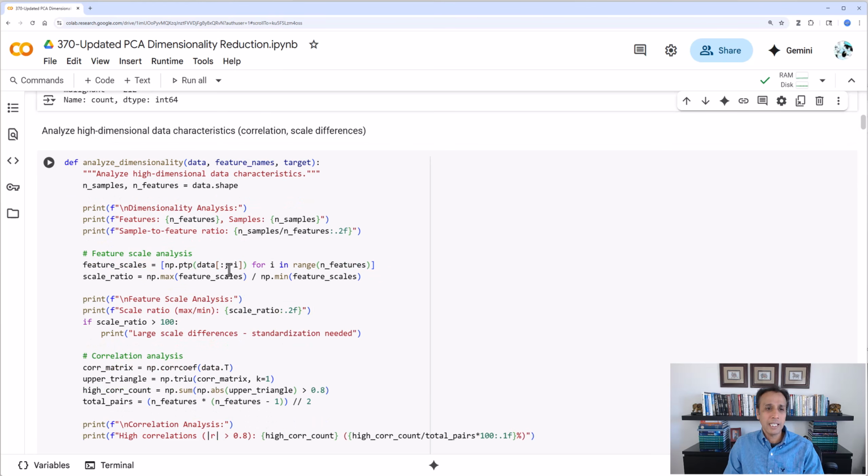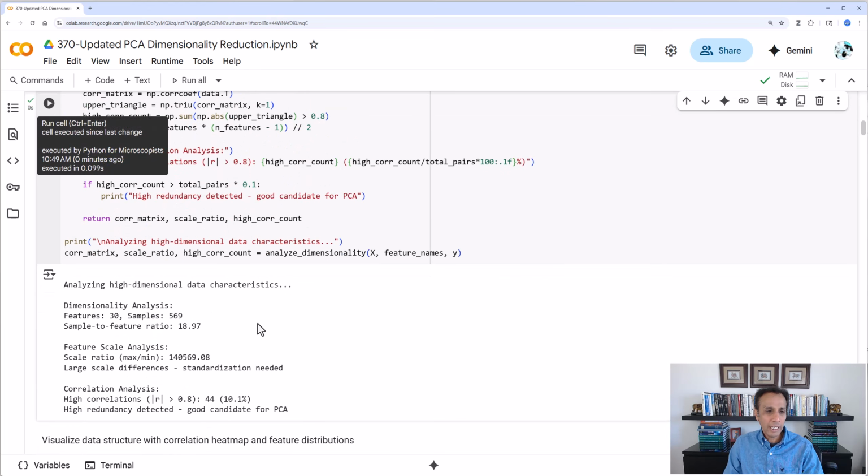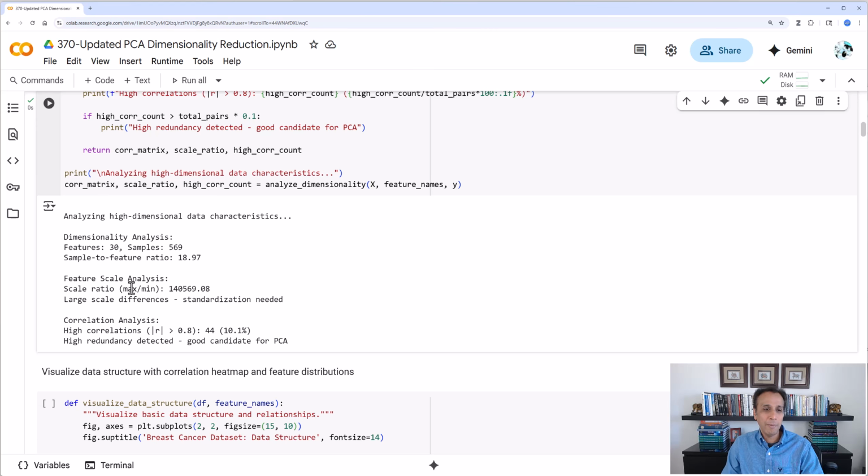Okay, the next step is to analyze the high dimensional characteristics. We want to see what the correlation is and how different the scales are between various features. So that's basically what we are printing here. And again, we have 569 samples and the sample to feature ratio: how many samples do we have versus how many features? We know that's pretty good already. And scale ratio, maximum versus minimum, it's 105. That's a pretty high value. We know that we need to standardize, so I'm just checking this. Sanity check is standardization. Sometimes datasets come pre-standardized, or naturally they're standardized for whatever reason, but it's worth checking it.